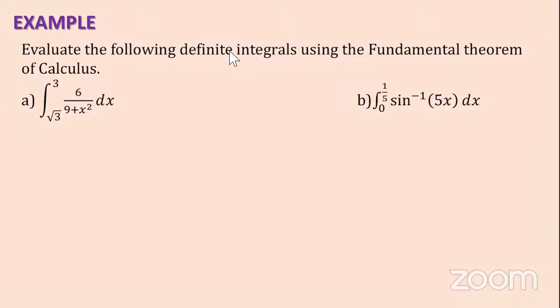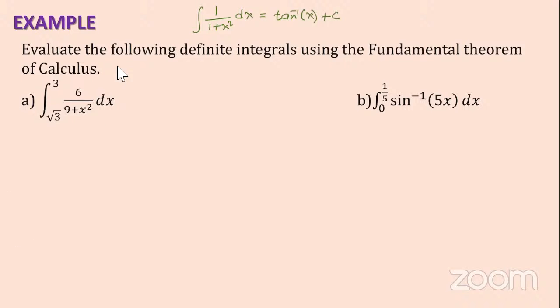Example: evaluate the following definite integrals using the fundamental theorem of calculus. In part A, we have the definite integral from square root of 3 up to 3 of 6 over 9 plus x squared. When I look at this integral, it is somewhat similar to the integration of 1 over 1 plus x squared with respect to x. Integration of 1 over 1 plus x squared dx is tangent inverse x plus c.